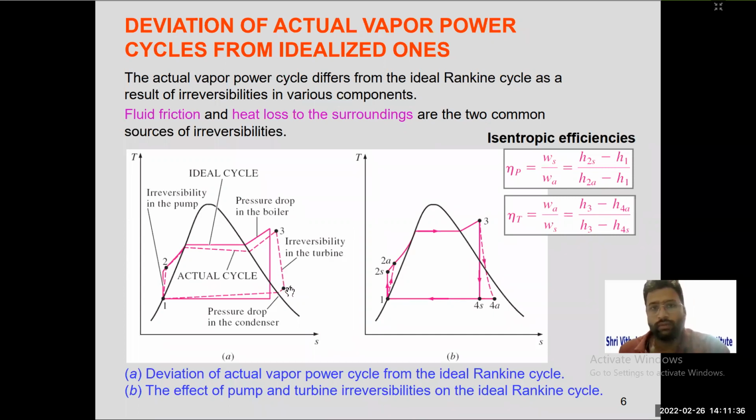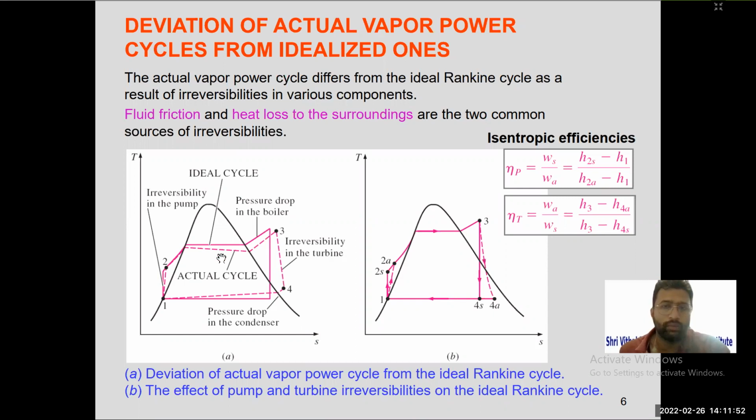Again, the steam passes through the condenser. In condenser, we have tubes. As it passes through the tubes, there's a drop in pressure. So that is why we get a 4 to 1, like an inclined line. So this is ideal, and then the dashed lines show the actual Rankine cycle.